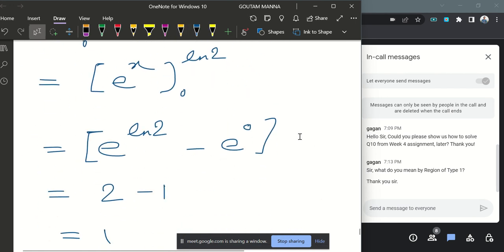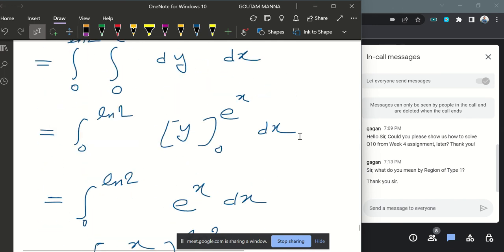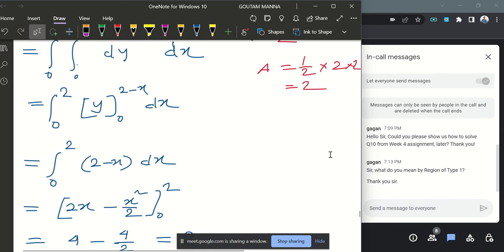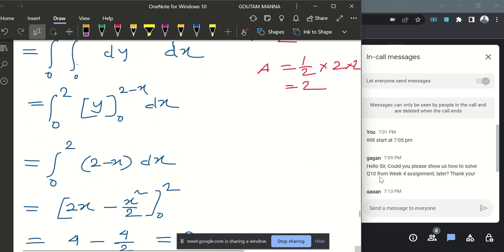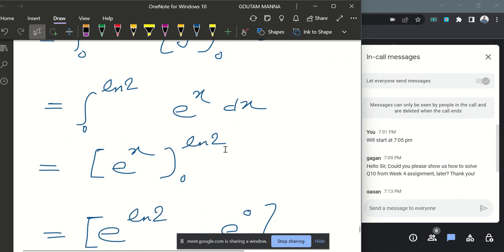So these were the 10 problems from assignment 5 of last year's course. So now Gagan is saying, can you solve question 10 from week 4 assignment? Okay, let me check the assignment.